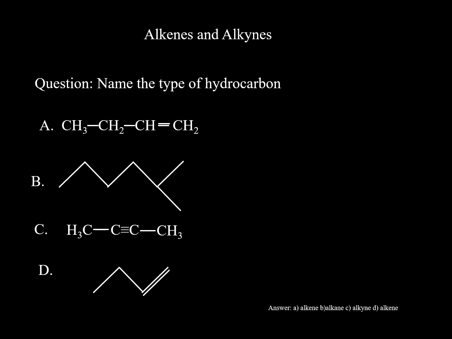So please tell me what kind of hydrocarbon it is, whether it's an alkene, alkyne, or alkane. We look at the first one, it's an alkene. Why? Because we have a double bond here. The next one is an alkane. All single bonds. The next one is an alkyne because it has a triple bond. And the last one is an alkene because it has a double bond.